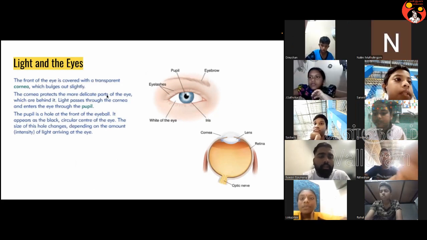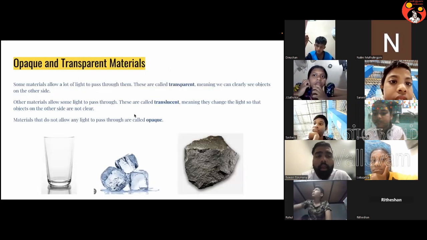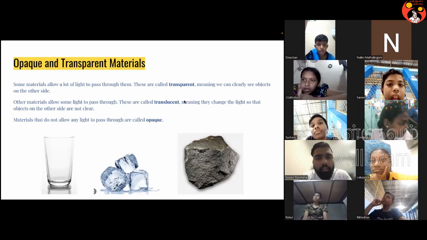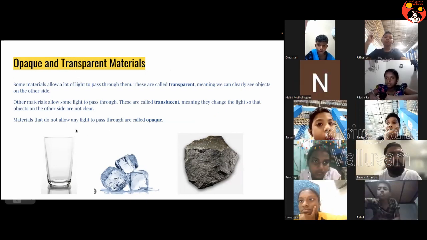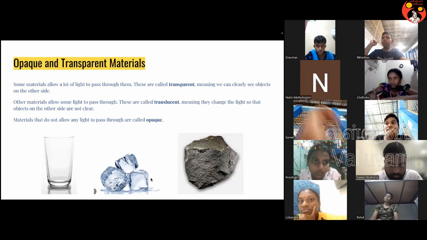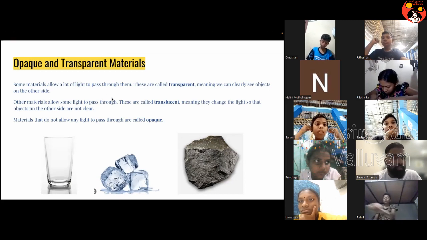Dinishan, yes, I see your hand. Sir, just now, the transparent one is the glass, right, sir? Correct, yes. Translucent is ice, right, sir? Ice cube. Translucent is ice, yes. Thank you, sir, that's what I wanted. No problem. Perfect. Ritishan, yes?